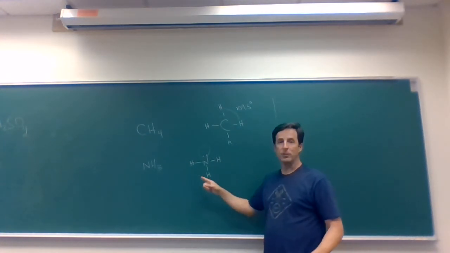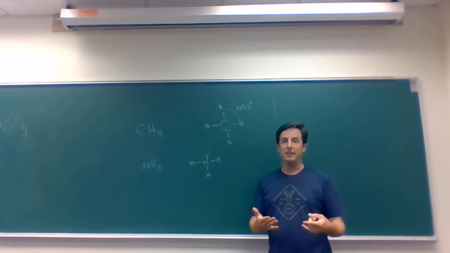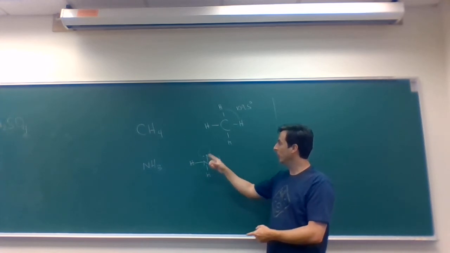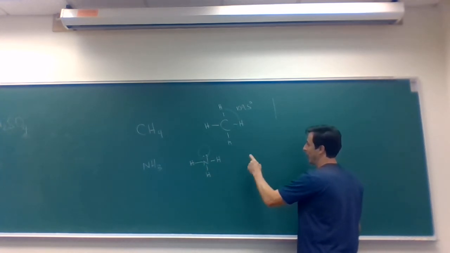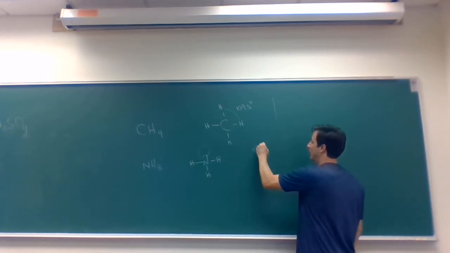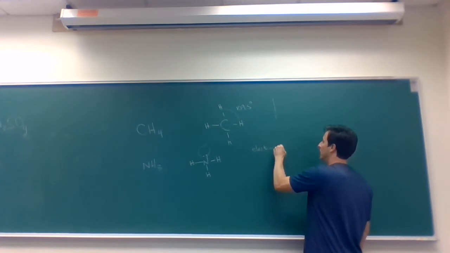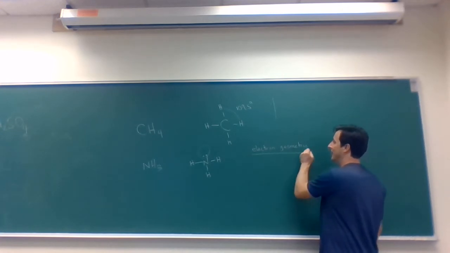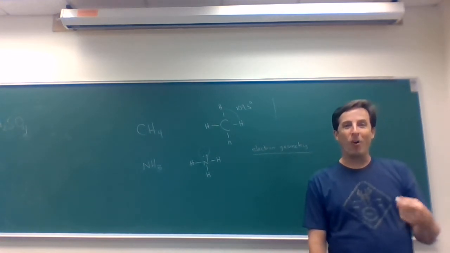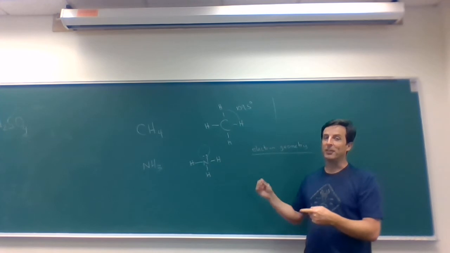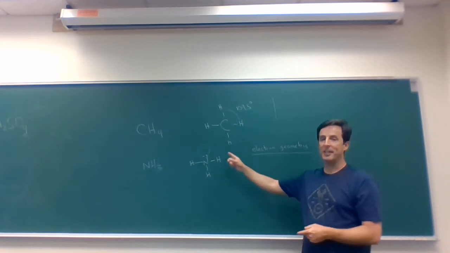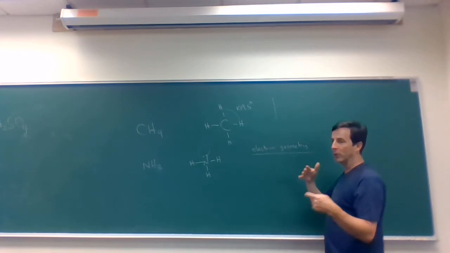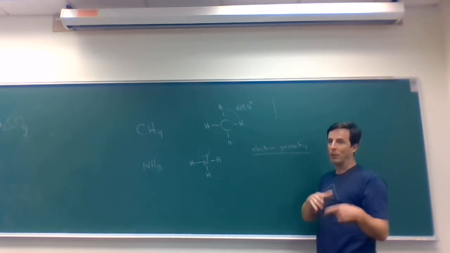All 4 of those groups occupy space. They're all part of the overall shape. If I include the lone pairs, we're going to call the shape that I get from that the electron geometry. It's the arrangement of all the electrons, specifically valence electrons, around the center atom. So nitrogen has 4 groups of electrons around it. 4 groups, the electron geometry is always tetrahedral.